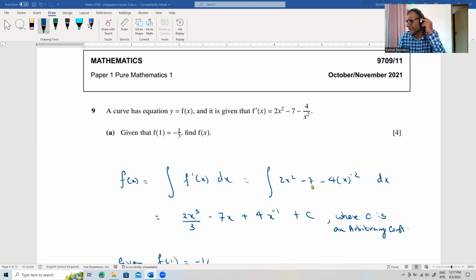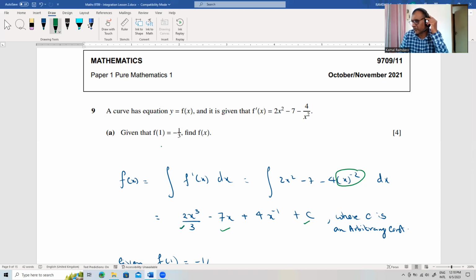Integration of 2x squared minus 7 minus 4 multiplied by x to the power of minus 2, pardon, dx. And this is equal to, we increase the power, 2x cubed divided by 3, minus 7x plus, well, we increase its power, x to the power of minus 1 divided by minus 1, giving plus 4 times x to the power of minus 1 plus the arbitrary constant c. Okay, it is given that f of 1 is equal to minus 1/3.